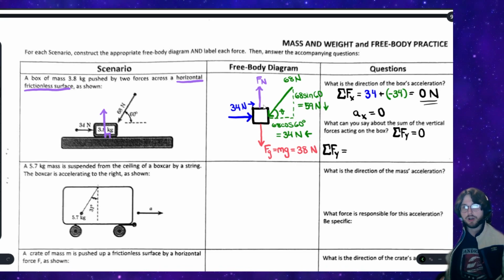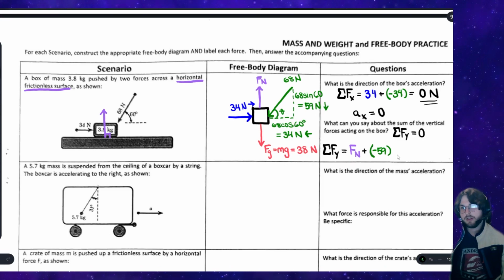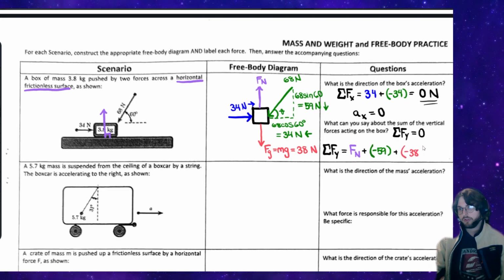We do have one upward normal force right here, so we'll just add that to the front. And then to that, we need to add 2 downward forces. So we've got first a negative 59 Newton force from that applied force. Just go ahead and keep it like that. Plus, we have another downward force due to gravity over here. So negative 38 newtons.